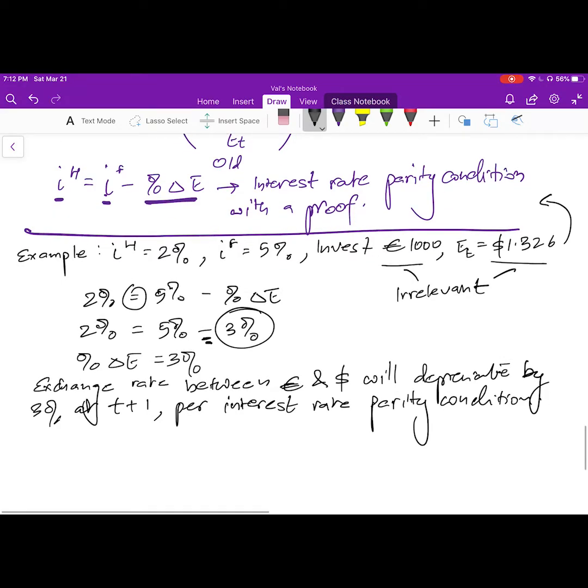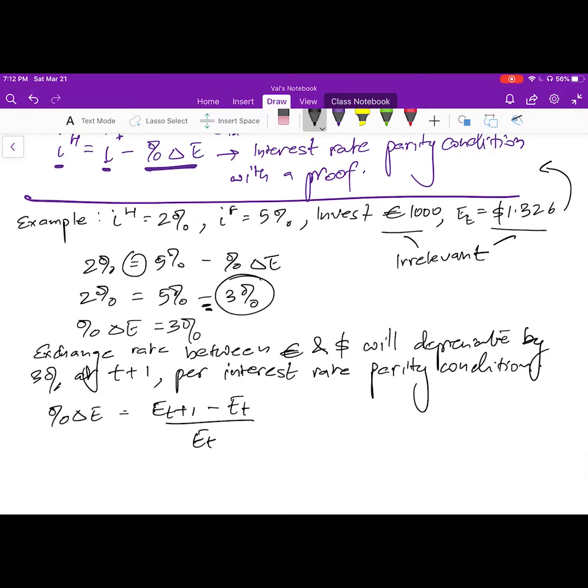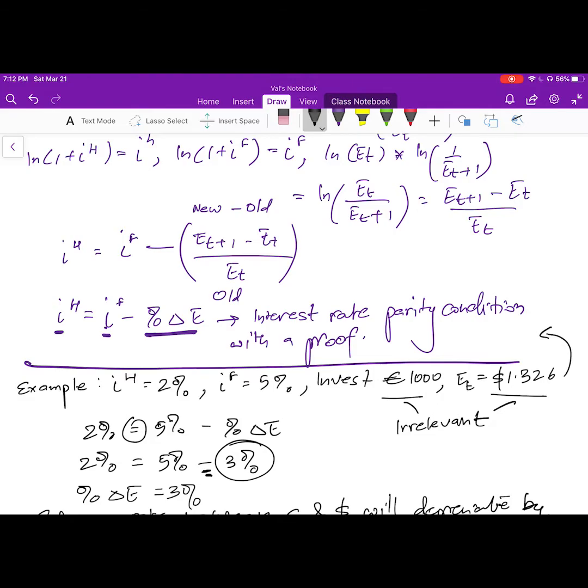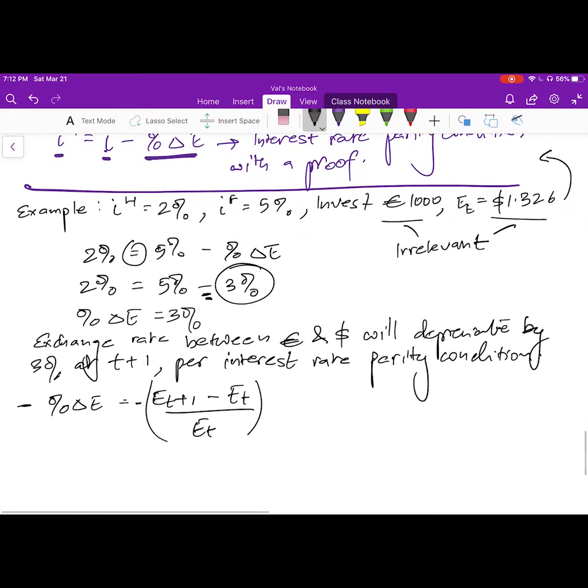Well, percentage change of the exchange rate was the same as E_t+1 minus E_t divided by E_t, new minus old over old, right? And of course there's a leading negative sign outside the parentheses up here. We know that because there's a negative sign here, which essentially means it depreciates, E_t+1 minus E_t has to be positive.